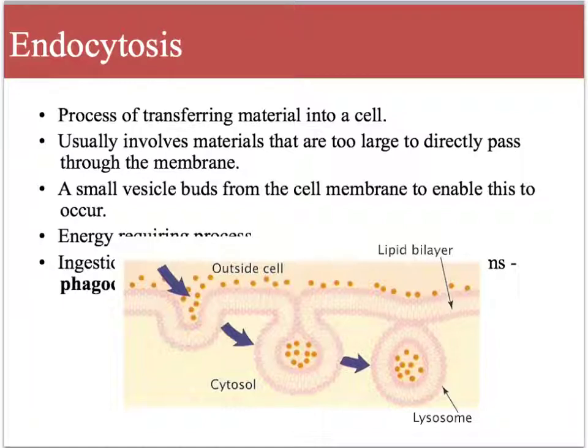The way that it happens is a small vesicle buds from the cell membrane to enable this to occur. Again, it does require energy. What type of energy? ATP, adenosine triphosphate. If I am ingesting something into the cell, it's also known as phagocytosis. That's a word that if you can start to incorporate into things like your chapter questions, then when you get to your exam, your language will be more complex.